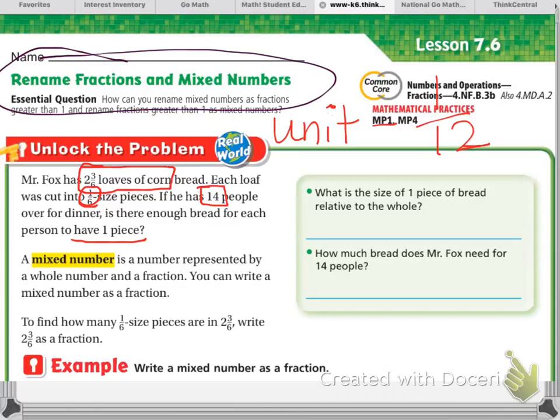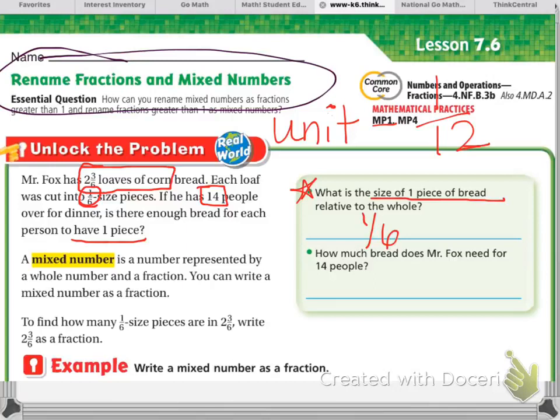Now, let's do a little more thinking here. What is the size of one piece of bread relative to the whole? He has 2 3/6 loaves of cornbread. They're cut into 1/6 size pieces. So that tells me that each slice of bread is 1/6 of the whole.